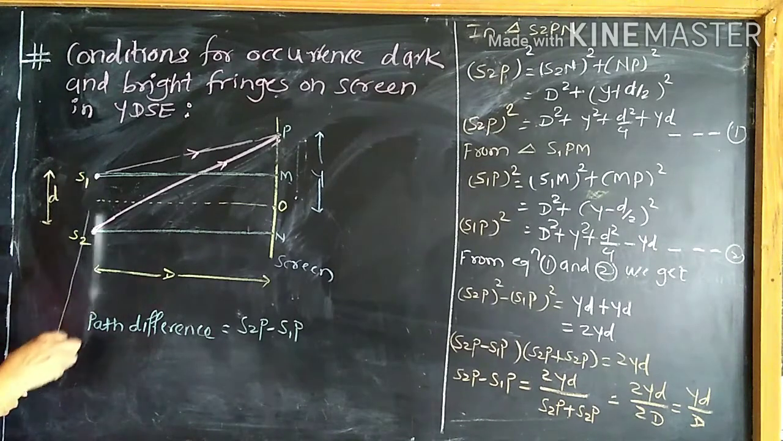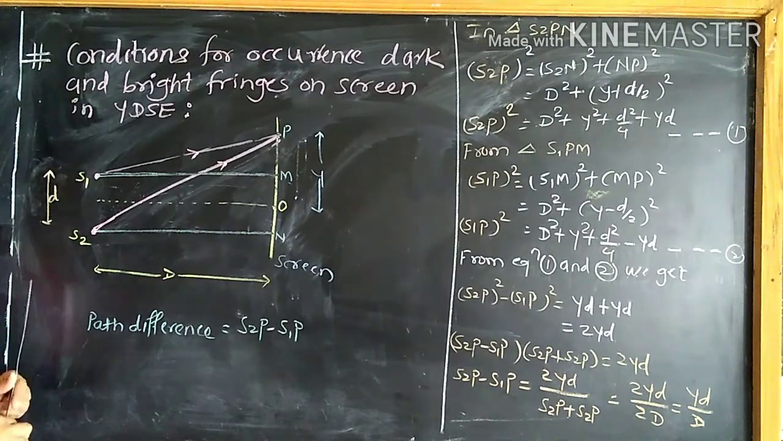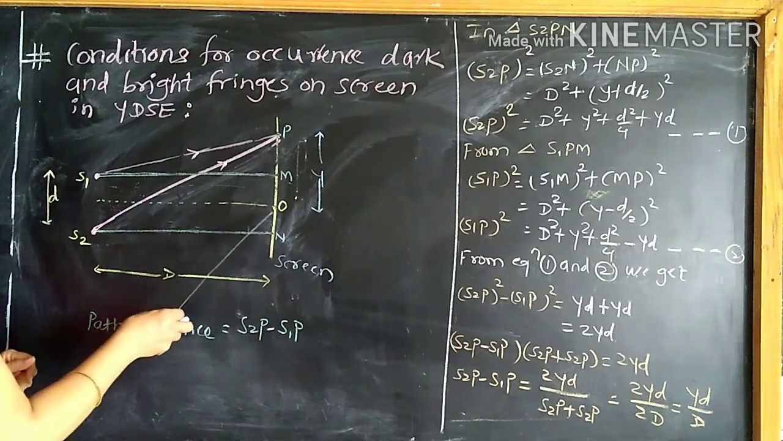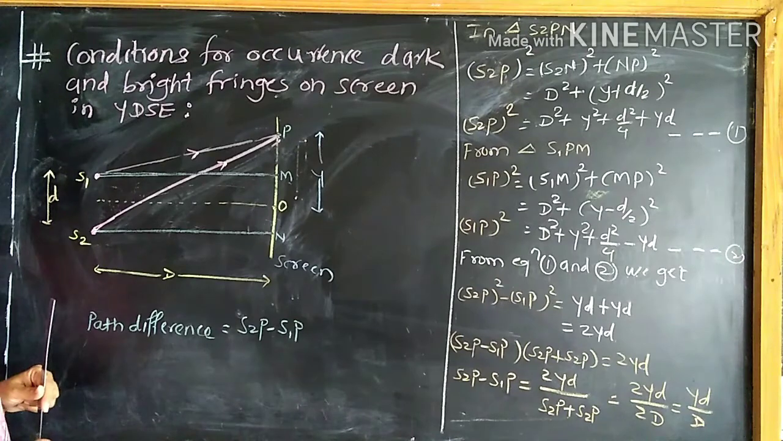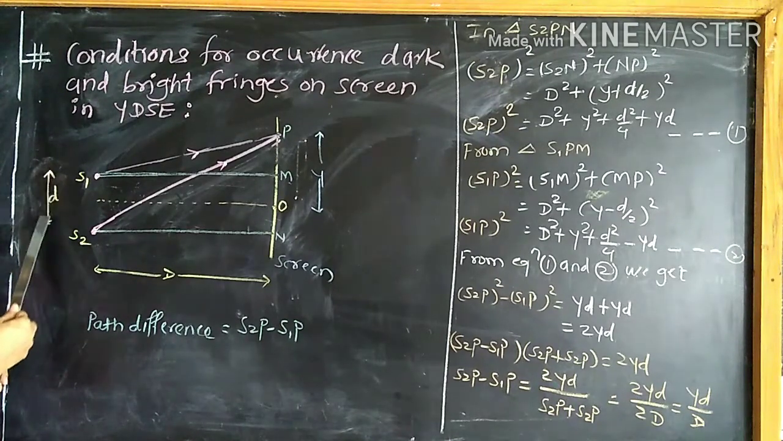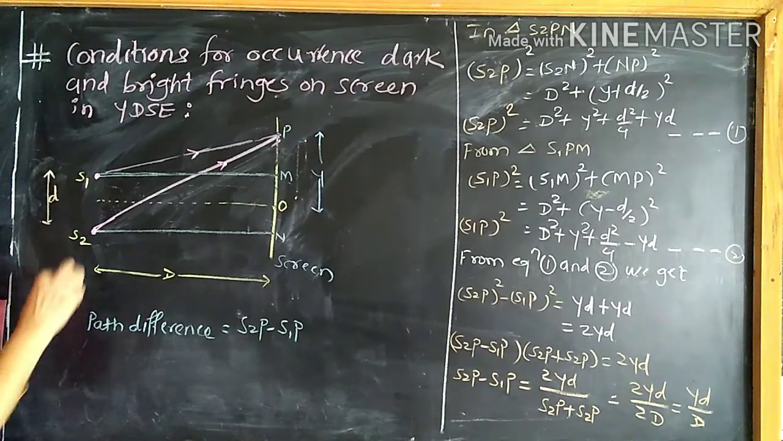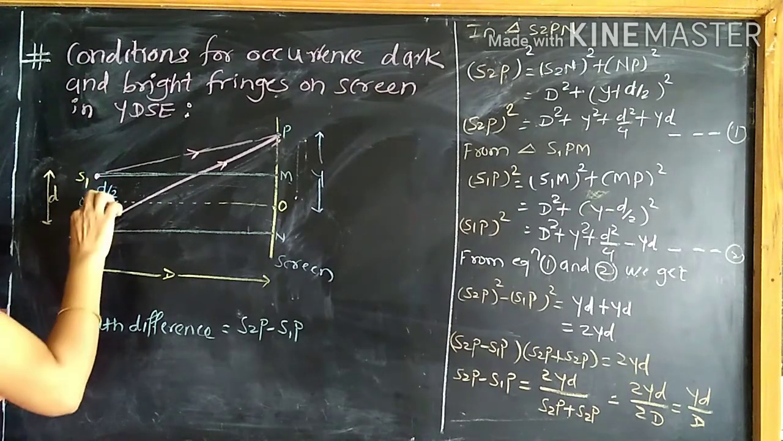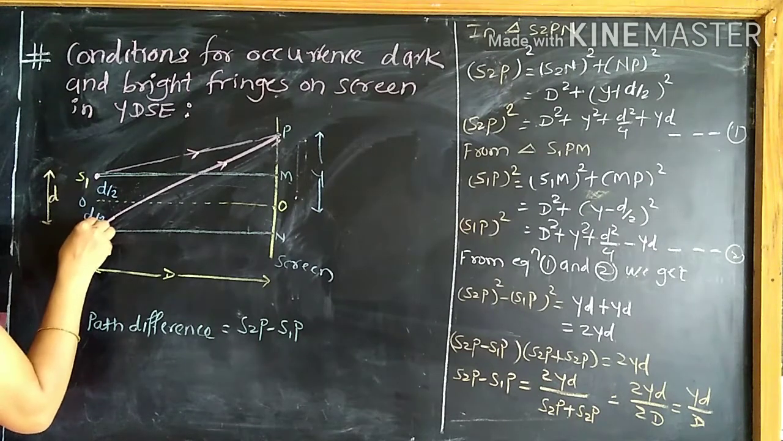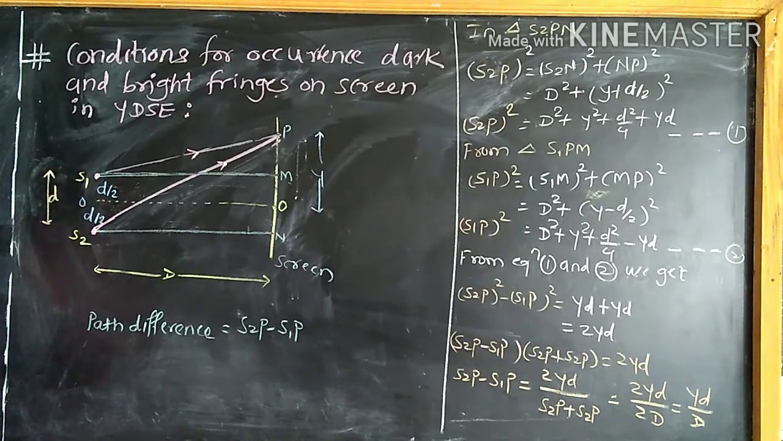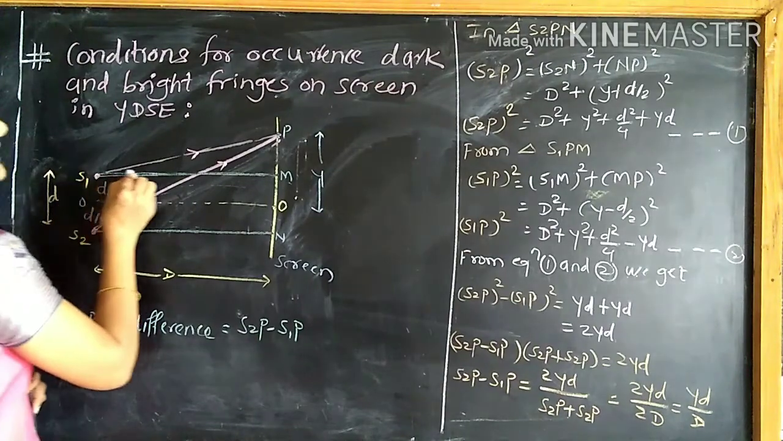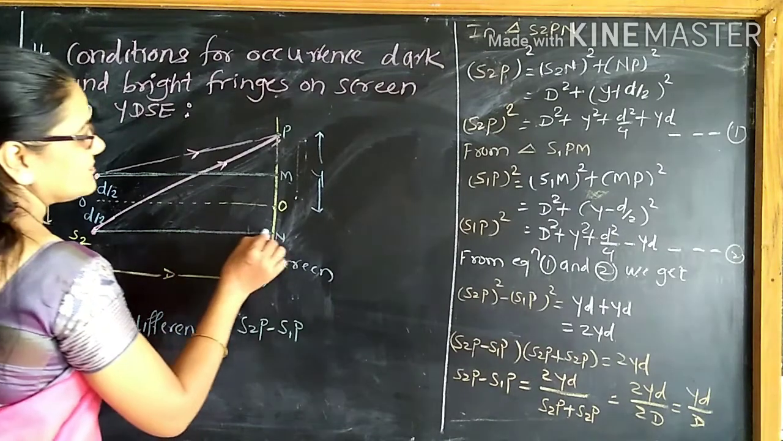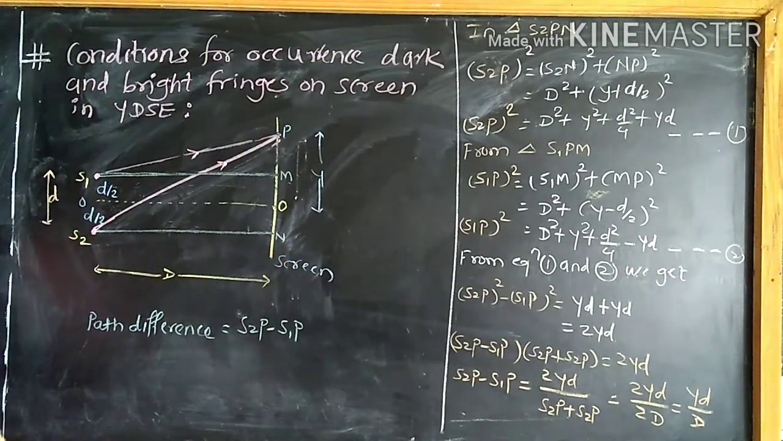The distance between the two coherent sources is small d. Let O be the perpendicular bisector, and that's why this whole distance is divided into two equal parts. This distance is d by 2 and this much distance is again d by 2. Let us draw S1N perpendicular on the screen, S2N perpendicular on the screen.